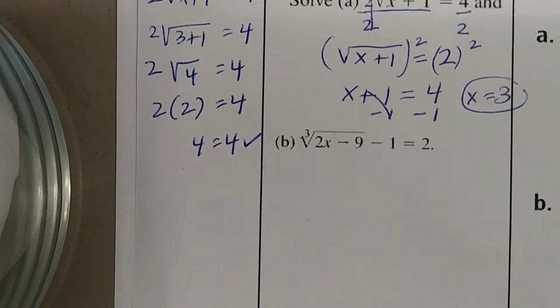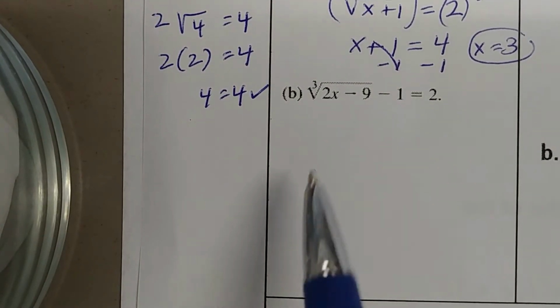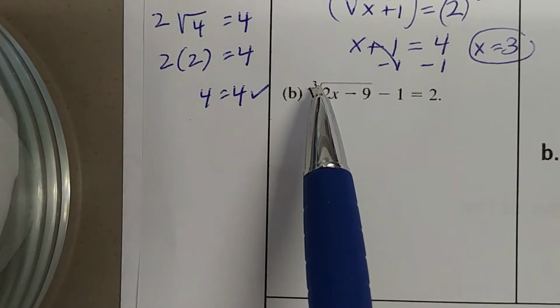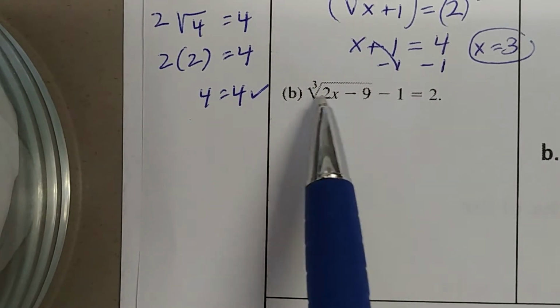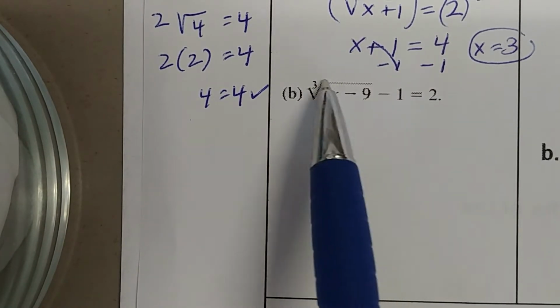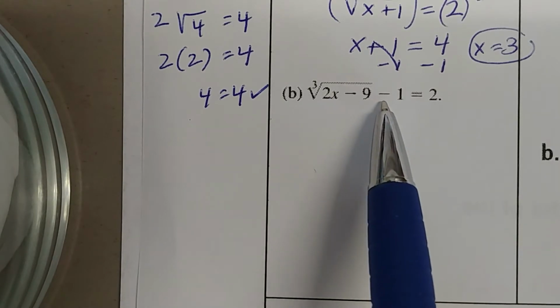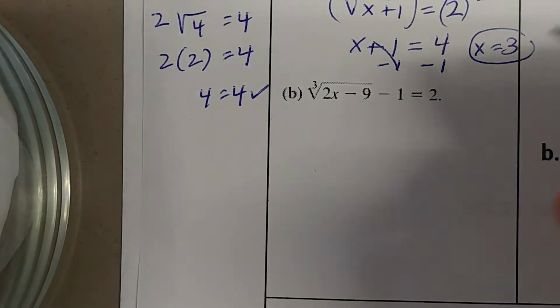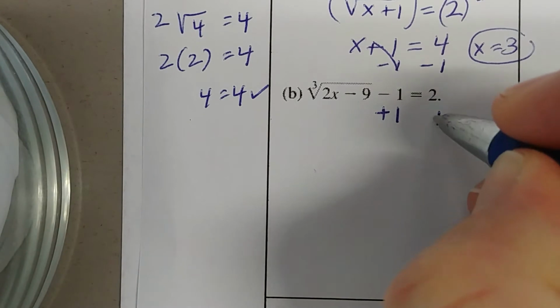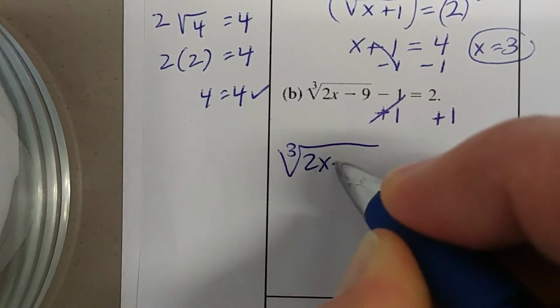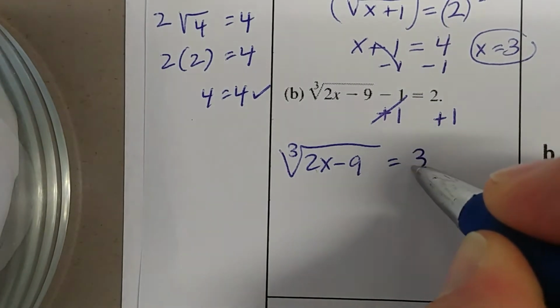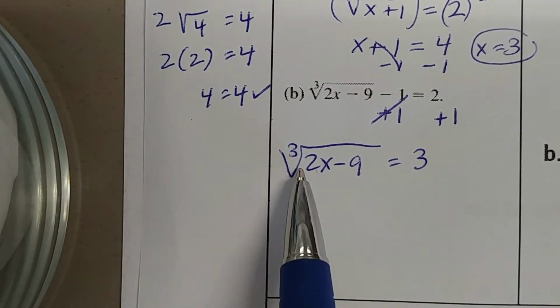The one underneath here is very similar, except that here I have a cubed root function, and then I have this minus 1 over here. So I don't want to cube this side until the root is the only thing left. I'm going to start by adding 1 to both sides. Now I have the cubed root of 2x minus 9 equals 3. Now that my cubed root is alone on that side of the equation, I can undo it by cubing it.